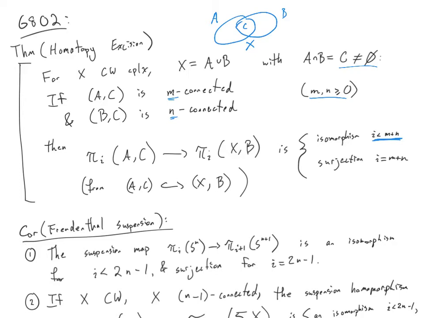So provided pi I is below M plus N, you actually get that this is an isomorphism, which is what you would expect from excision, right? So this is like I'm trying to remove the subspace C, and so A relative C and X relative B, which is like the bigger extension of C, right, should give the same relative homology groups and cohomology groups. But in homotopy theory, that's not guaranteed, except if you're in this range.